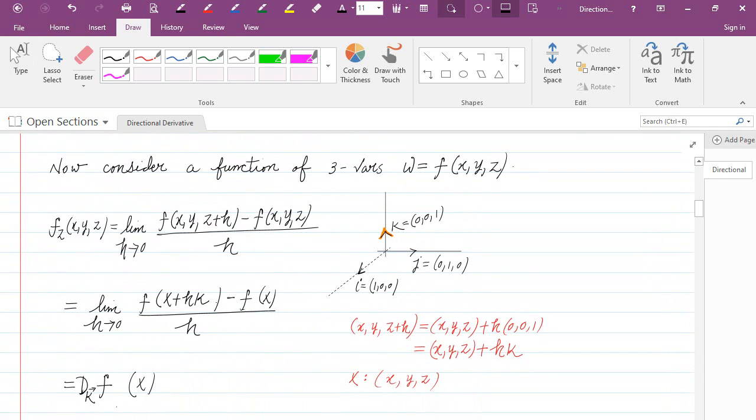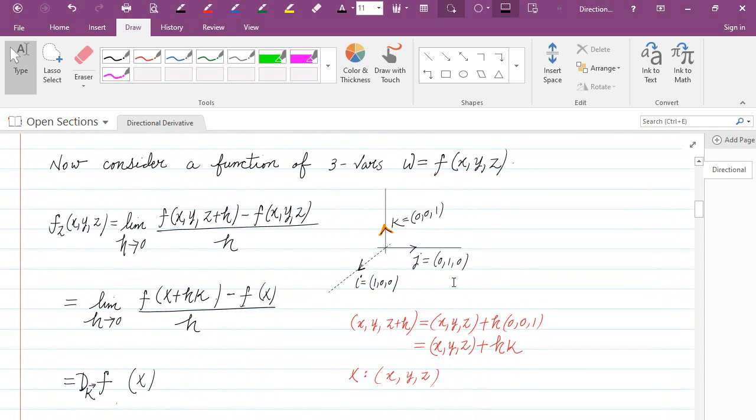If we have a function of three variables, then the partial derivative of f with respect to z is the limit as h goes to 0 of f of (x, y, z plus h) minus f of (x, y, z) over h. If we let capital X denote (x, y, z), then (x, y, z plus h) can be written as (x, y, z) plus h times (0, 0, 1), which is equal to (x, y, z) plus h times the vector k.